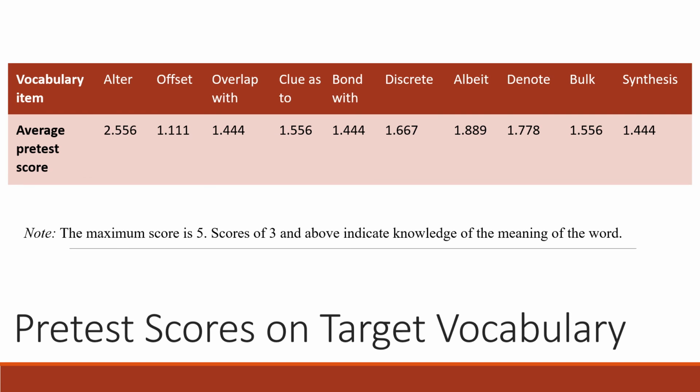These are the pre-test scores for the target vocabulary that was selected, and remember that the scale ranges from 1 to 5. 1 being that they don't know the word, 5 being that they know it and they use it correctly grammatically and semantically, and 3 is kind of the cutoff for being able to at least define the word. So all of these words had an average pre-test score that was below 3.